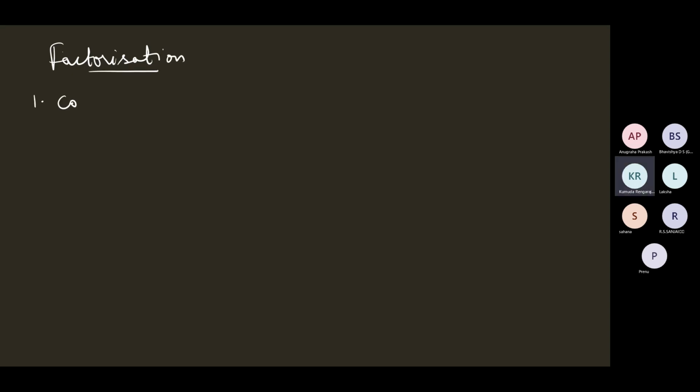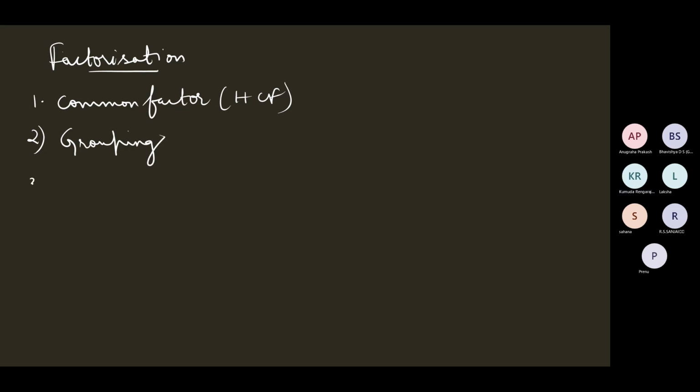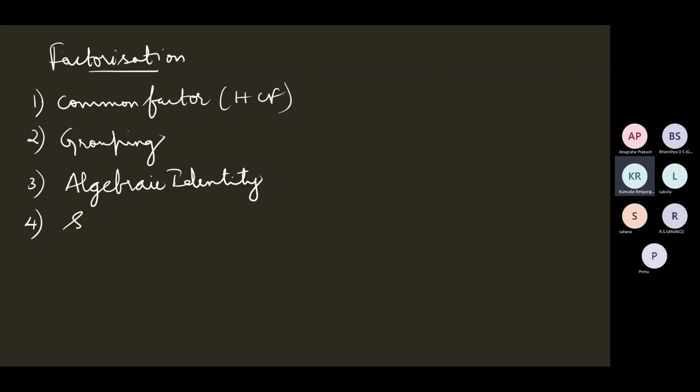We have learned how to factorize by taking out the common factor or the HCF. Then we have learned how to factorize by grouping, by using the relevant algebraic identity, and by splitting the middle term. So these are the four techniques used to factorize a given algebraic expression. Deciding which technique will be applicable to factorize the given expression is very important. So you need to practice.